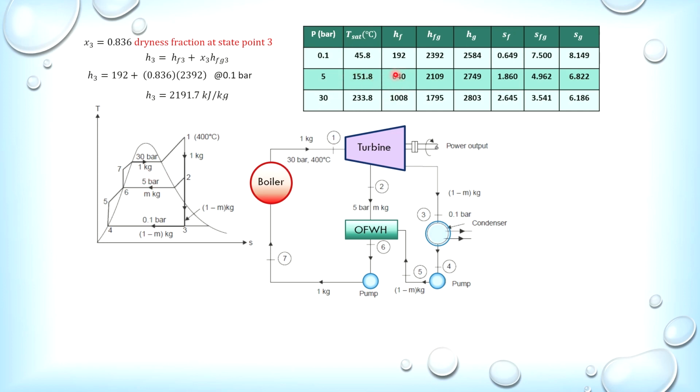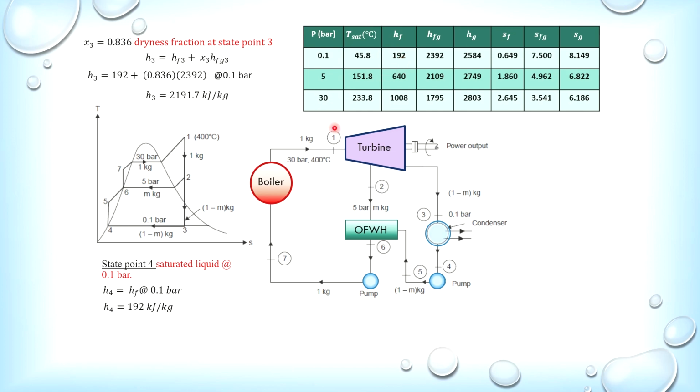That is 640 and 192. So state point 4, which is this saturated liquid condition at 0.1 bar. We got to know that at this point, H4 will be the HF at the pressure of 0.1 bar. So that is the value that we should consider.